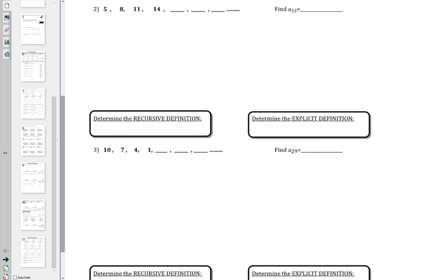We'll do the definitions together. Just give me the 33rd number. That's what I want you to find. And then I'll assume that if you got the 33rd number correct, it's because you have the explicit definition.